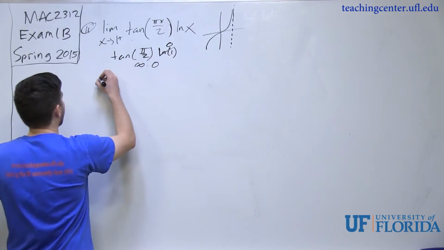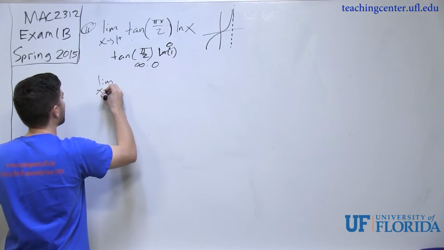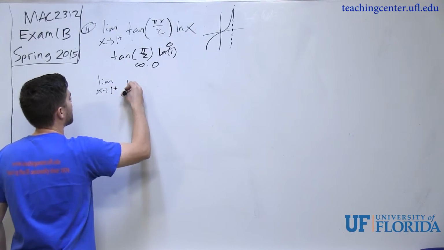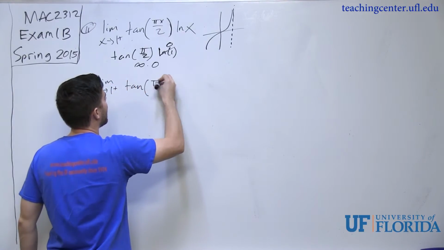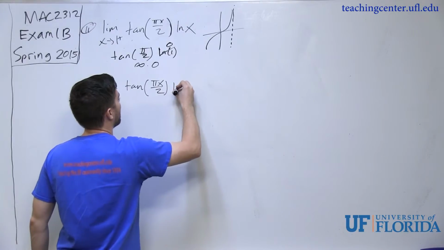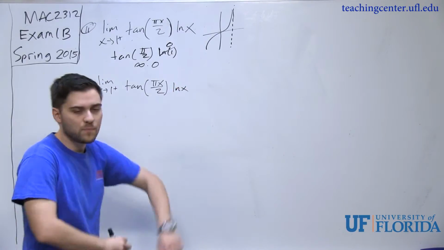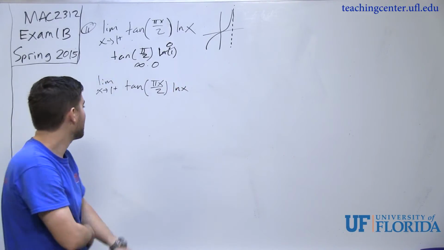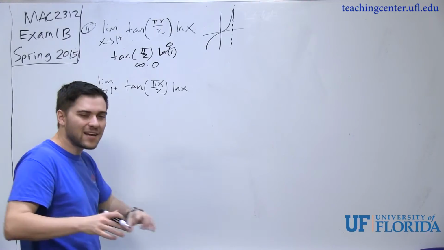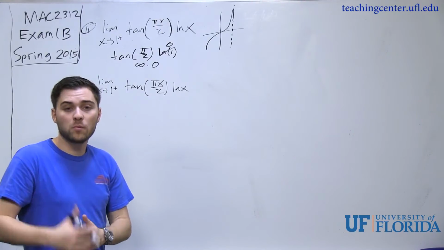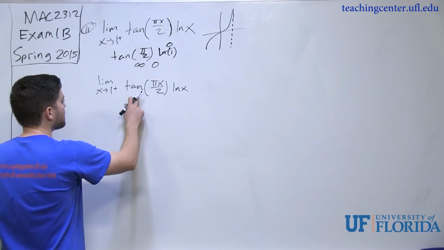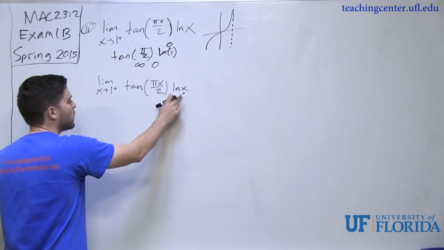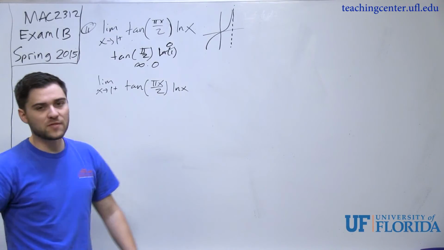So if I look back at the original limit, tangent of pi x over 2 times ln of x, I need to get it into a fractional form to be able to apply L'Hopital's rule. What I can do with the tangent, I don't really want to mess with the ln. I can do something with the tangent though.